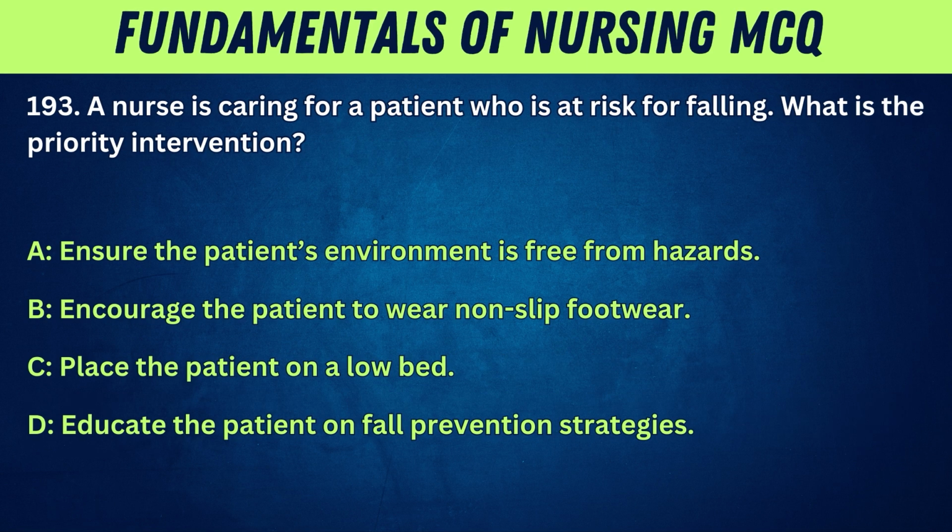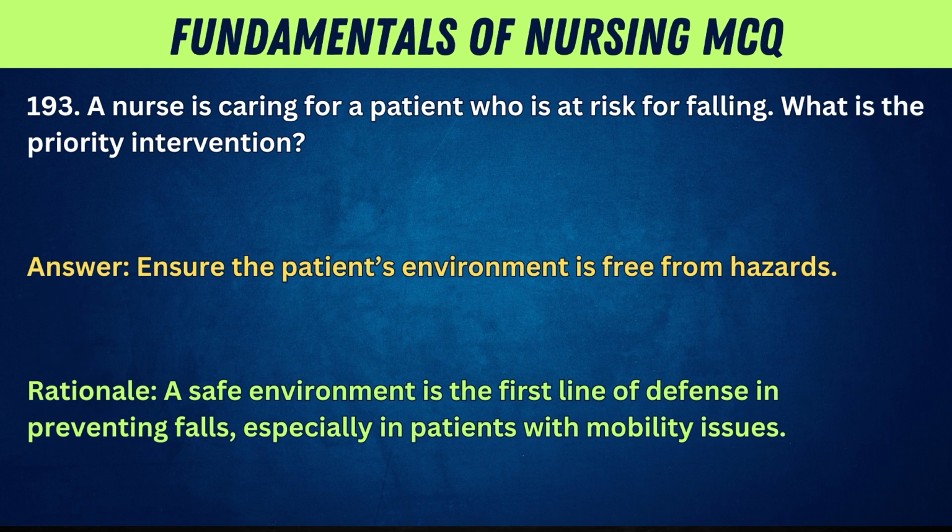193. A nurse is caring for a patient who is at risk for falling. What is the priority intervention? A. Ensure the patient's environment is free from hazards. B. Encourage the patient to wear non-slip footwear. C. Place the patient on a low bed. D. Educate the patient on fall prevention strategies. Answer. Ensure the patient's environment is free from hazards. Rationale. A safe environment is the first line of defense in preventing falls, especially in patients with mobility issues.